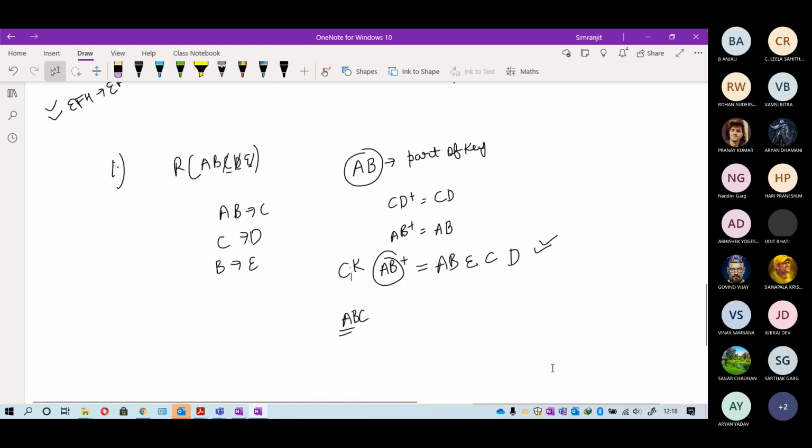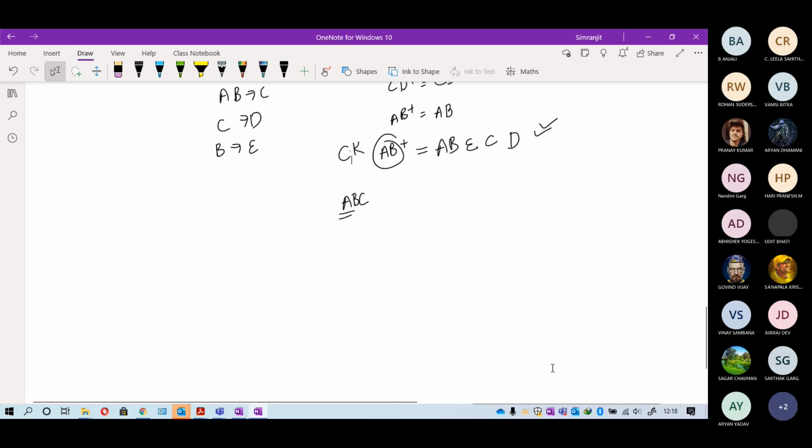Okay, so I'll give you one question where there is more than one candidate key. Let's check this question. A, B, C, D. AB determines CD and D determines A. Take a look at this and tell me what will be the answer here.